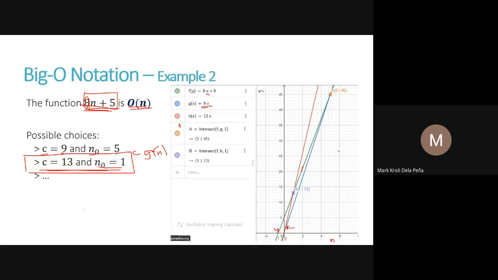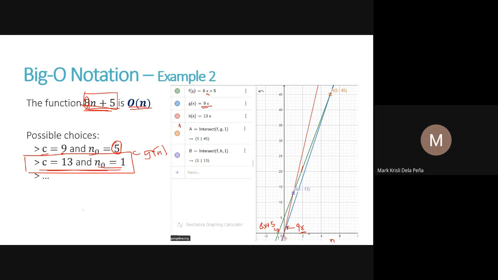Before a certain value, that's 5 actually, this one, your n sub 0, that's the x value of the intersection of the two lines. Before 5, this 9x has a much greater growth rate compared to our original f of n, which is 8n plus 5. However, as we increase the value, 9x has much lesser growth compared to the other one.